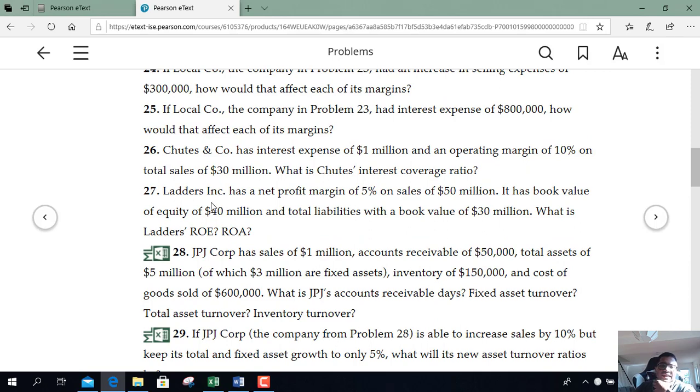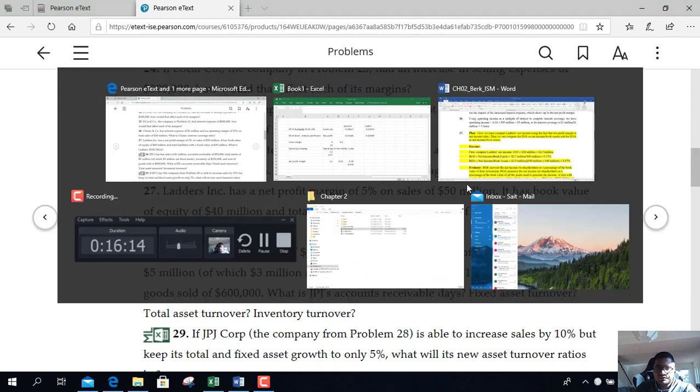Okay. Next one we'll discuss is 27. Ladder has a net profit margin of 5% on sales of 50 million. It has a book value of equity of 40 million and total liabilities with a book value of 30 million. What are Ladder's ROE and ROA? So let's see, how do you calculate ROE? ROE is net income divided by book value of equity. What is ROA? Net income divided by assets.